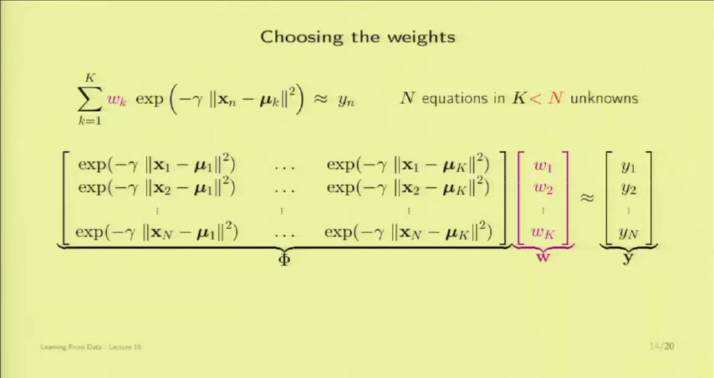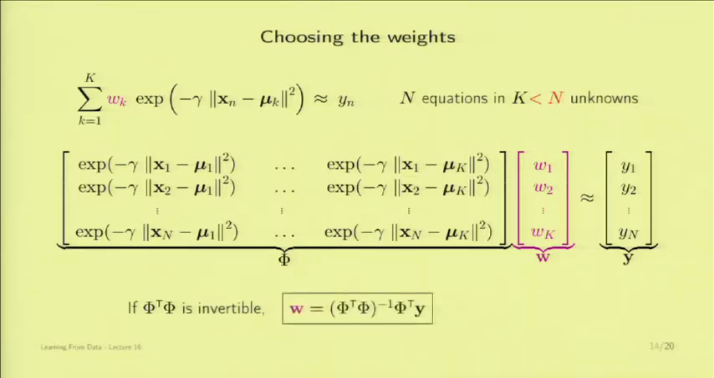Can you solve this? Yes, we have done this before in linear regression. All you need is to make sure that phi transpose phi is invertible, and under those conditions, you have a one-step solution, which is the pseudo-inverse. You take (phi transpose phi) inverse times phi transpose y, and that will give you the value of w that minimizes the mean square difference between these guys.